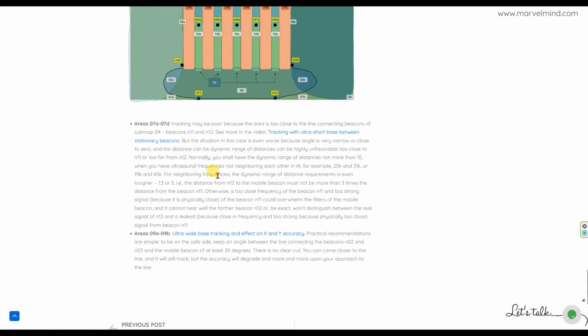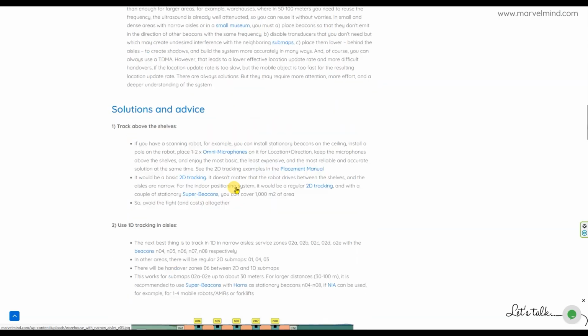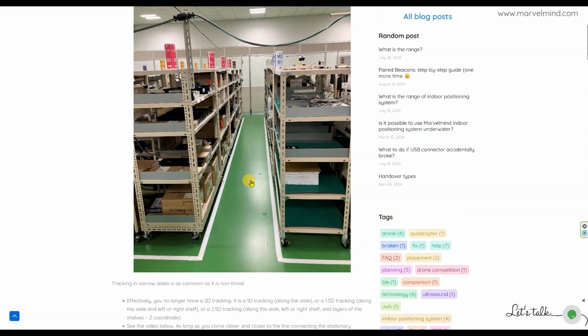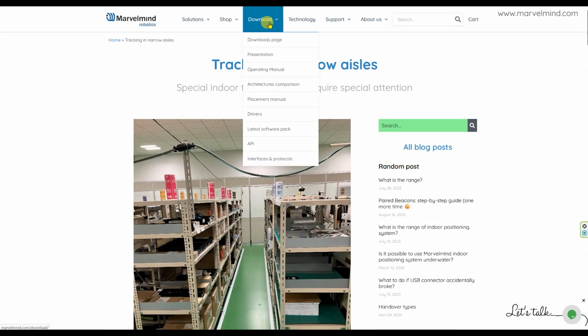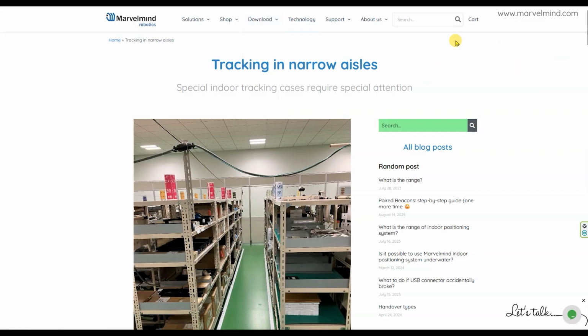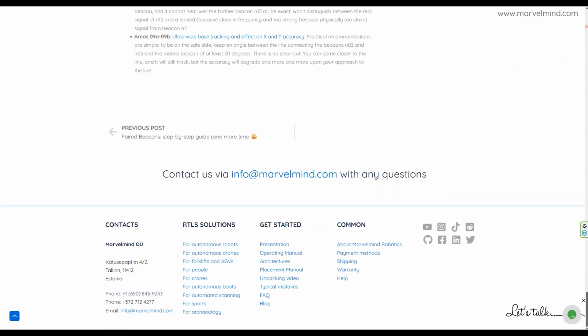So remember and enjoy. And remember that since we build a solution from scratch, you can nearly always find an optimal configuration. If you are not sure, check the placement manual. If you are even less sure, then contact us over email, and we are always happy to help.